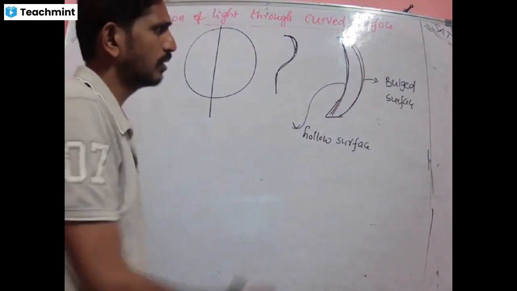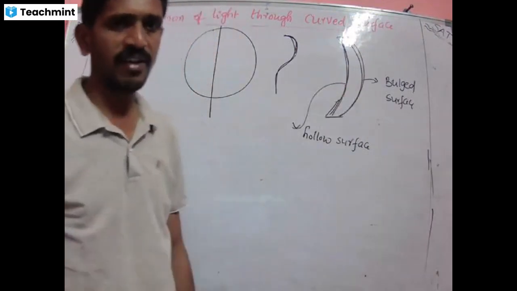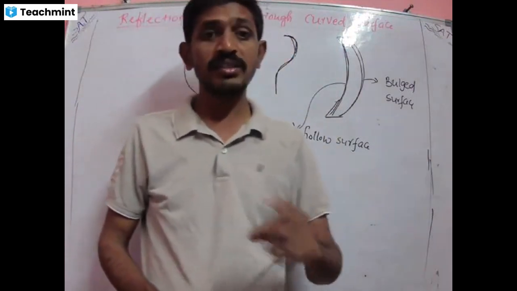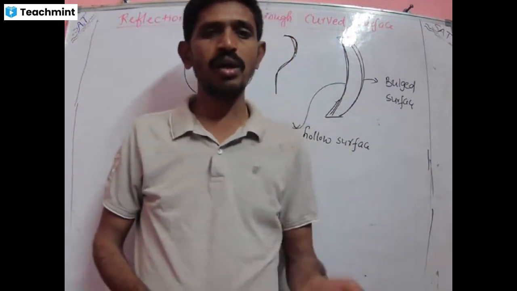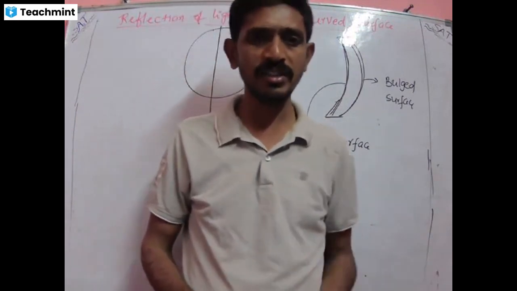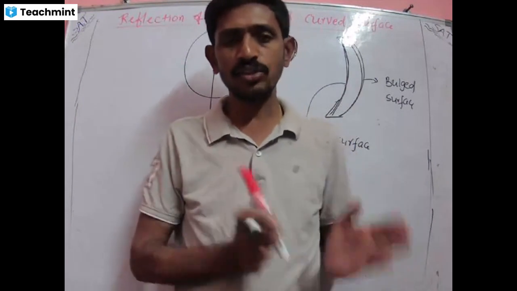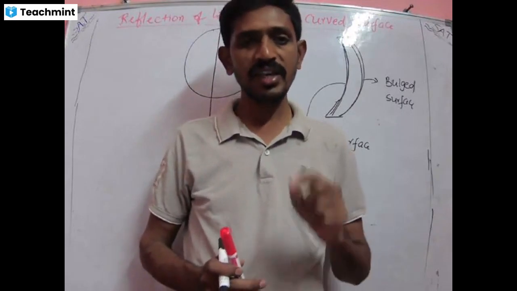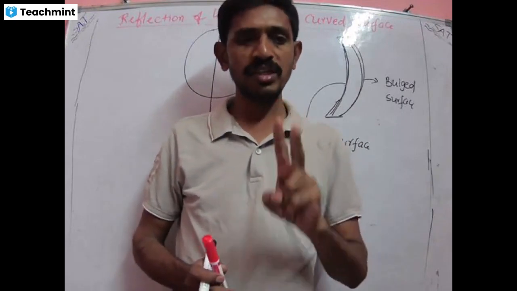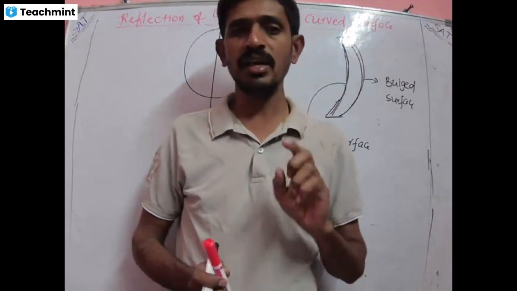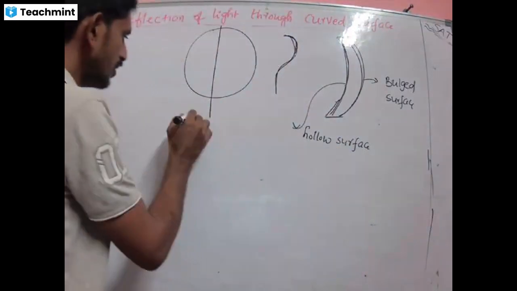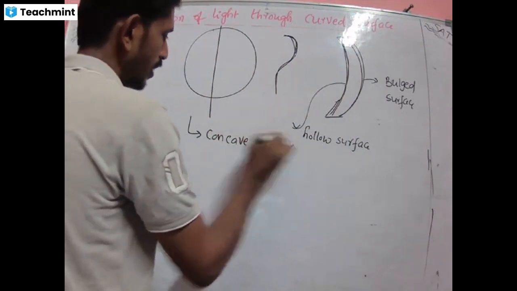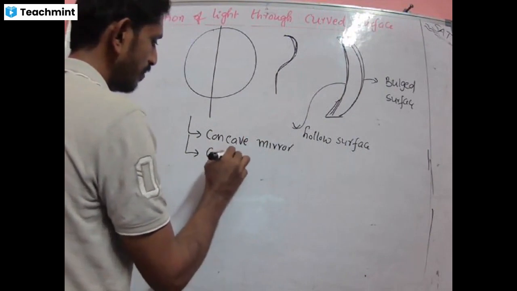Reflection always takes place on an opaque surface. That's why one of the surfaces should be silver coated. The silver coated surface is a non-reflecting surface, and the other surface should be the reflecting surface. Based on the reflecting surface, we can classify mirrors into two types. The first is the concave mirror. The next is the convex mirror.